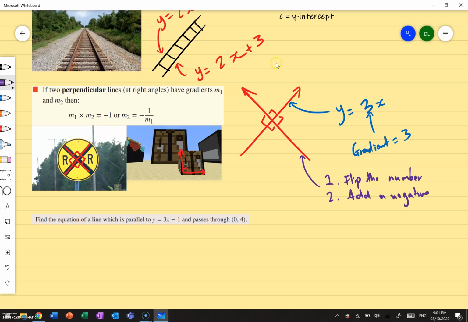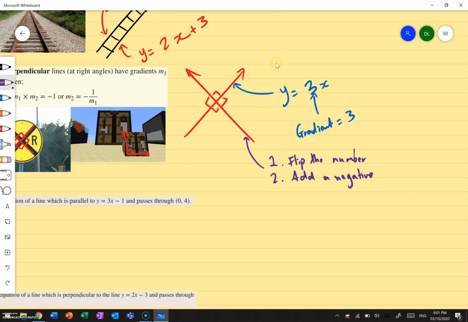Add a negative, okay? So with 3, hopefully you know that 3 is the same as 3 over 1, okay? So when I flip the number, it's going to give 1 over 3. I add a negative, and bam, that's it. The gradient of this line here is -1/3.